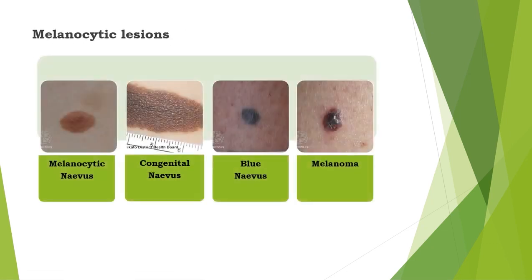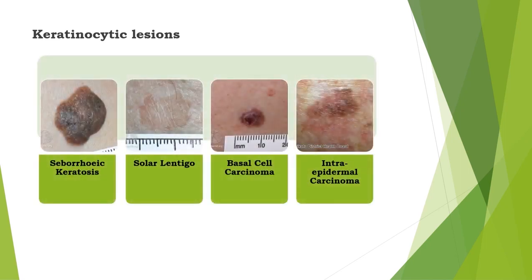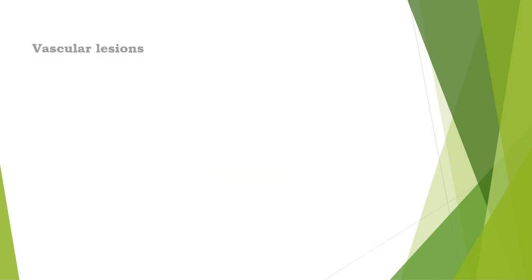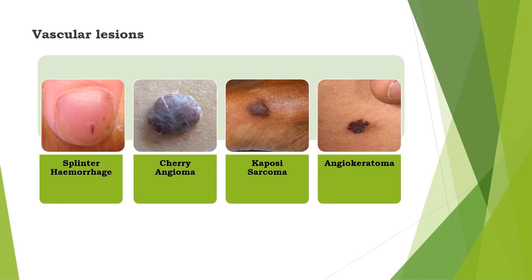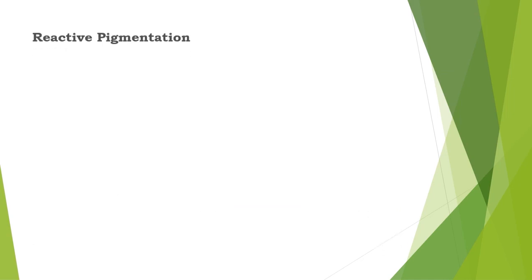Pigmented skin lesions can be of various types. Most common types are melanocytic lesions, keratinocytic lesions, vascular lesions, and reactive pigmentation.